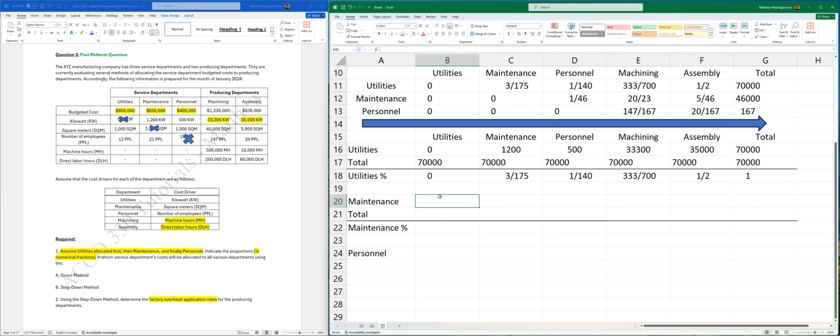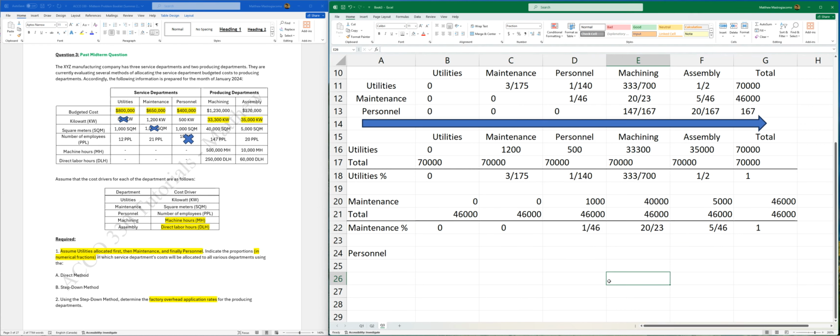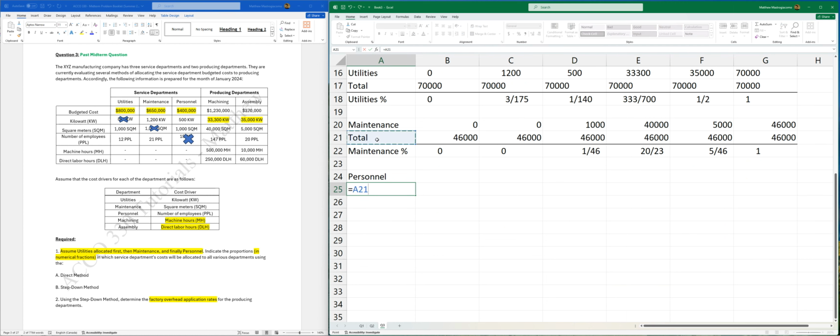So maintenance, guys, nothing gets allocated to utilities. No self-allocation here. Then for personnel, maintenance allocates 1,000 square feet to personnel. Then we have 40,000, 5,000, and for the total, just sum, then equals that, F4, drag, and then we drag again, and then number, fraction. There we go. And lastly, personnel, total personnel percentage.